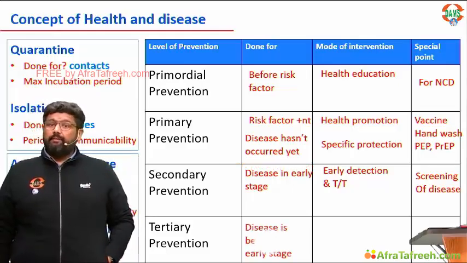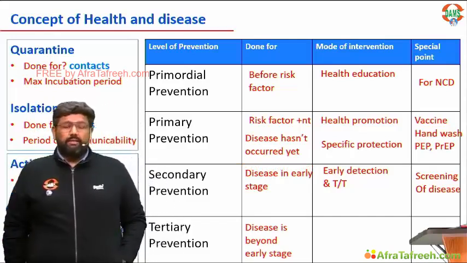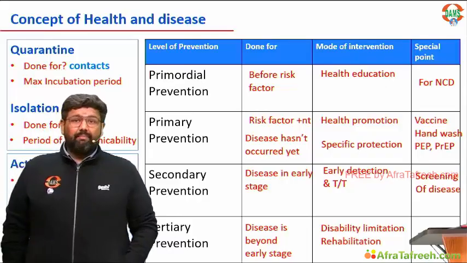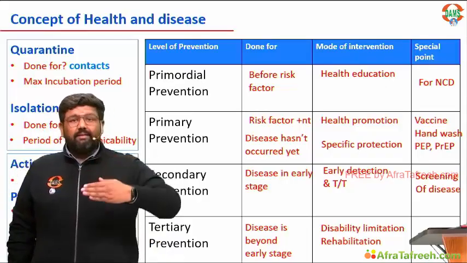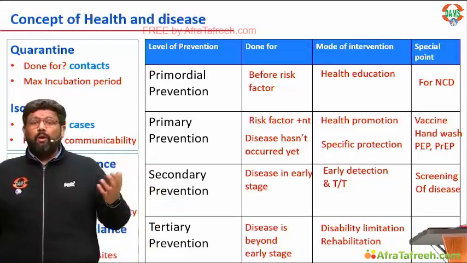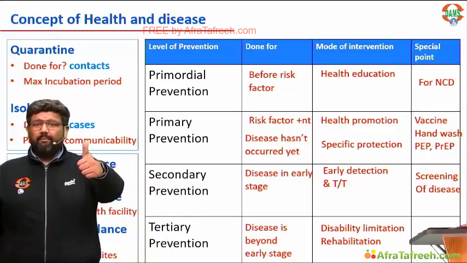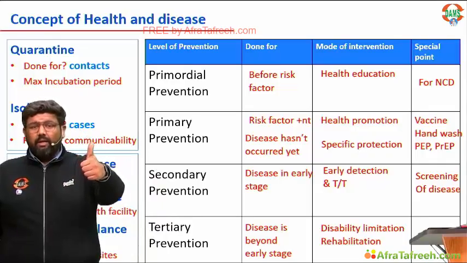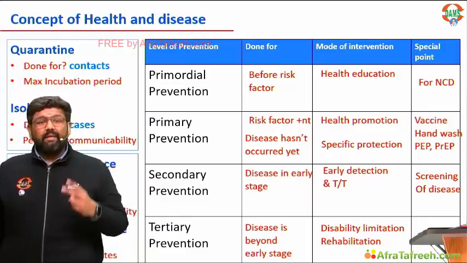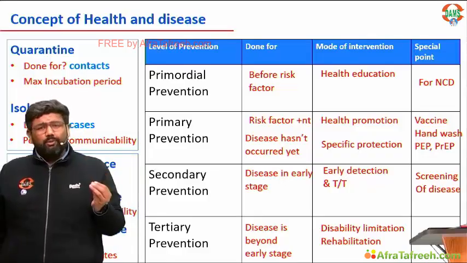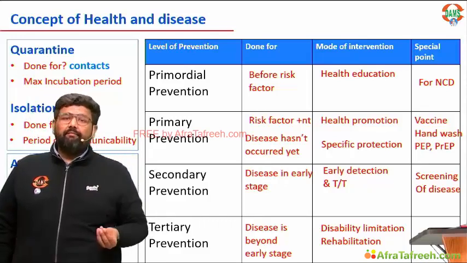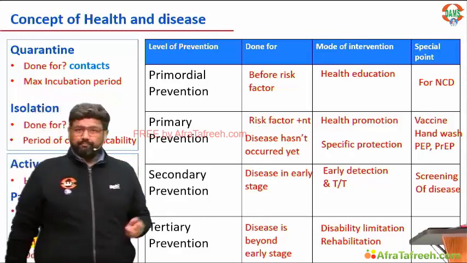Then comes tertiary prevention. Now the disease is beyond early stage and the person has started developing disability. Number one, disability limitation. The person is disabled, and you do something so that the disability does not progress. Second is rehabilitation. Whatever disability happened, do something so that he can learn, live his life, and earn some livelihood. That is rehabilitation.